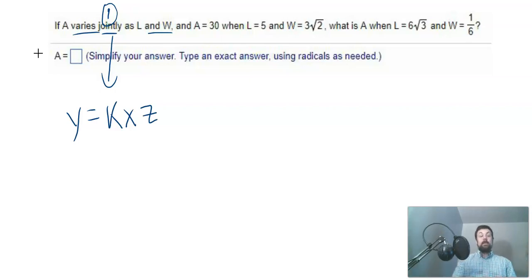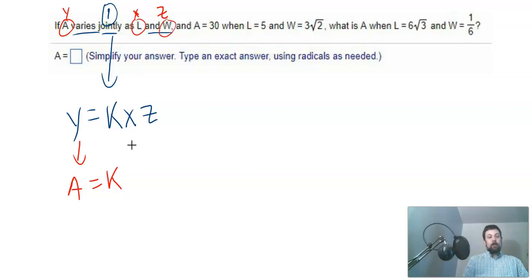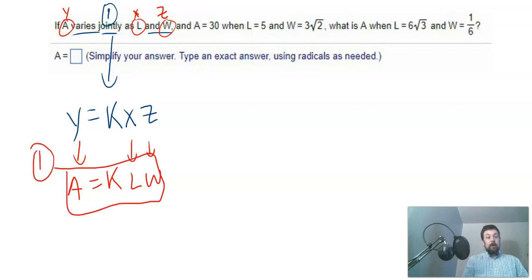But we're not using x, y, and z in the problem. We're using different letters. So we want to swap out the x, y, and z for what's actually being used in the problem, right? And so usually the basic phrase is y varies jointly as x and z. But instead of y, we have A. So I'm going to make the same change in my formula. Instead of y, I will have A. And varies jointly as x and z, but instead of x and z, we have L and W. So I'm going to switch out x and z for L and W. And that becomes my formula, and that's level 1. We have a formula now that models the relationship that's being described.